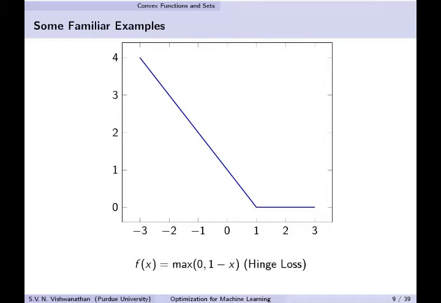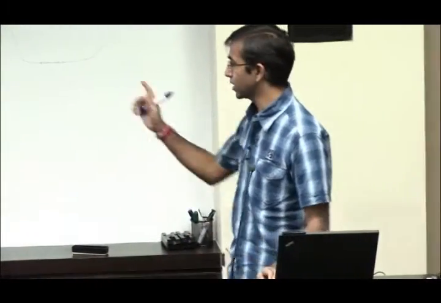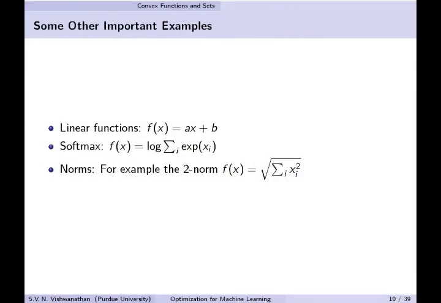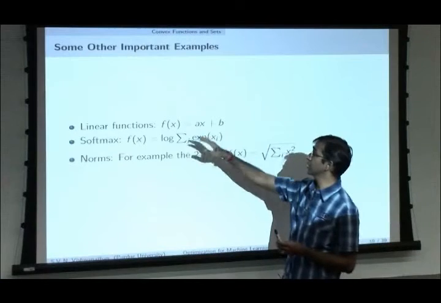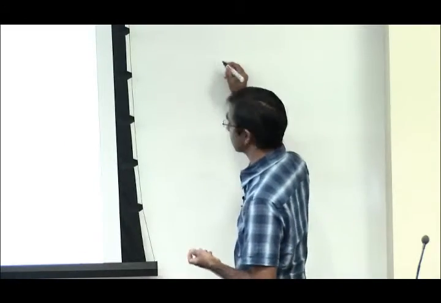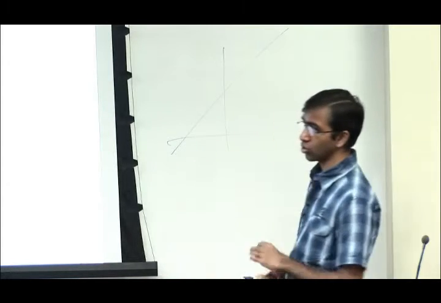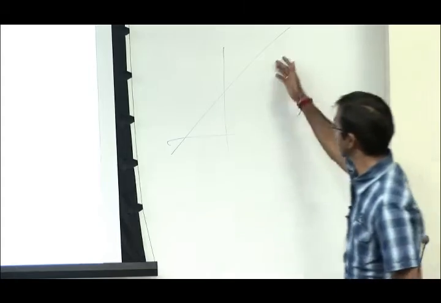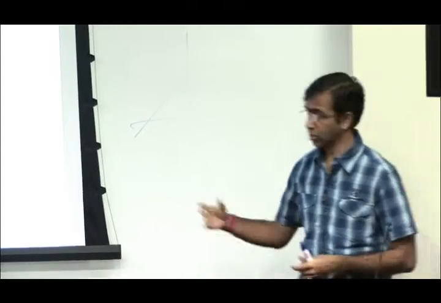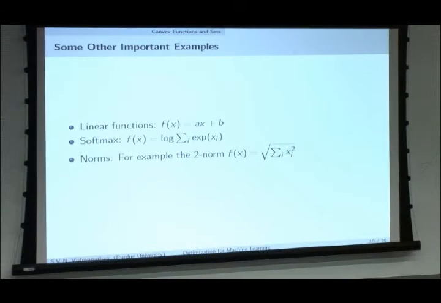Then there is a popular loss function called the hinge loss function. We'll study this when we study support vector machines, but just keep in mind that this is also convex. And the loss function that we talked about just now, the logistic loss, is also convex. Another popular class is linear functions, which are easy to see. In fact, a linear function is both convex as well as concave. That is, if your function has absolutely no curvature at all, then you can say it is convex as well as concave. And then softmax, which is a generalization of logistic loss, and any Lp norm.